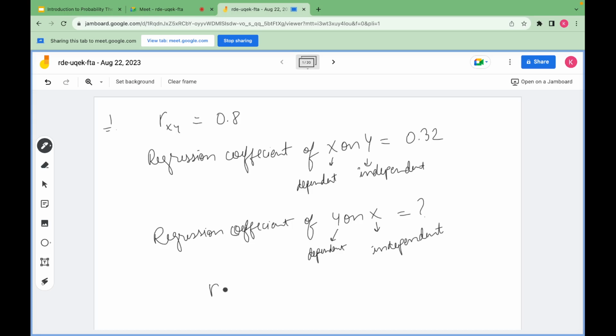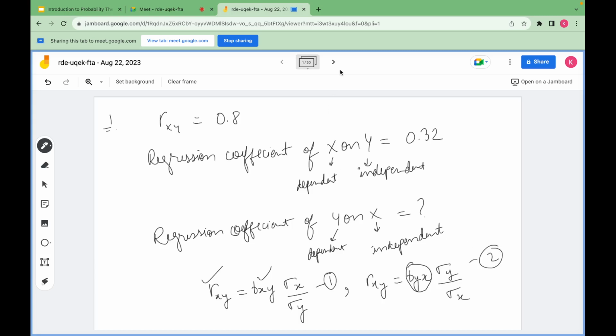So we know the formula: Rxy is equal to Bxy into sigma x by sigma y. Similarly, Rxy is equal to Byx into sigma y by sigma x. We know these values, and we need to find this value. So this is equation 1, this is equation 2.